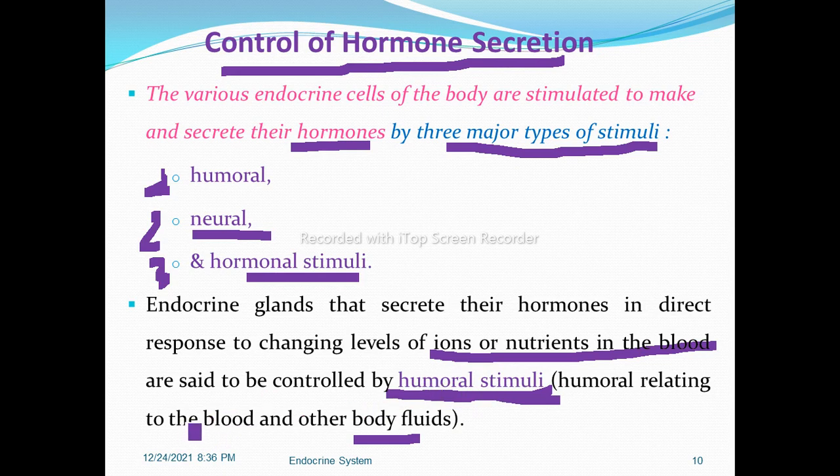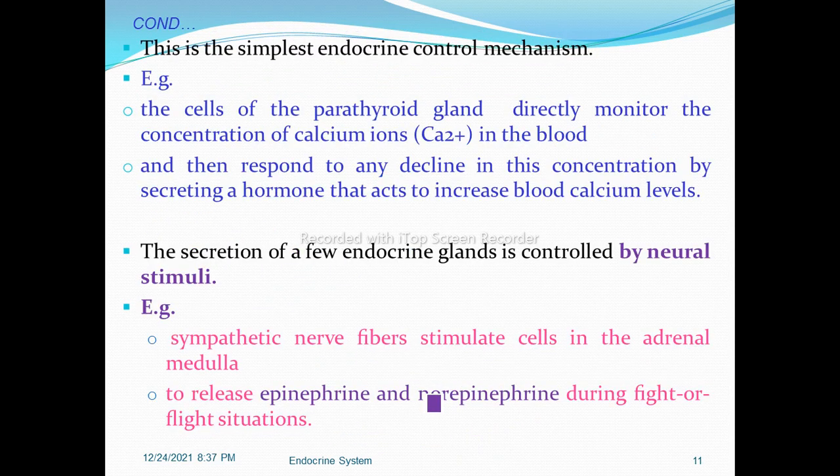So humoral is related to the blood and other body fluids. These glands secrete hormones in response to changes in the level of ions or nutrients in the blood. This is the simplest endocrine control mechanism. The cells of the parathyroid gland directly monitor the concentration of calcium ion in the blood, and respond to any decline in this concentration by secreting a hormone that acts to increase blood calcium level.